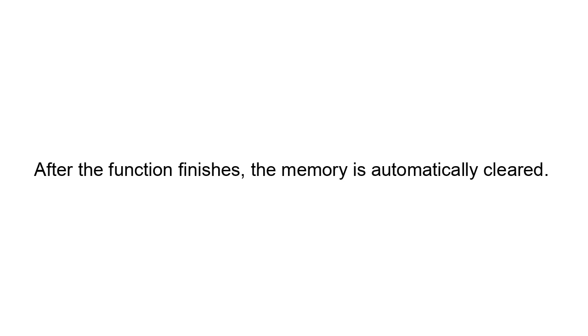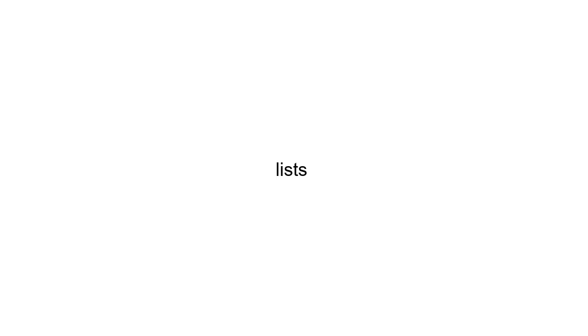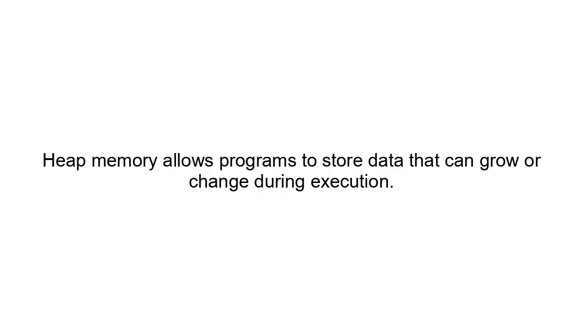Heap memory. Heap memory stores larger or dynamic data such as objects, lists, arrays, and dynamically created structures. Example: numbers = [10, 20, 30, 40]. The list is stored in heap memory. Heap memory allows programs to store data that can grow or change during execution.